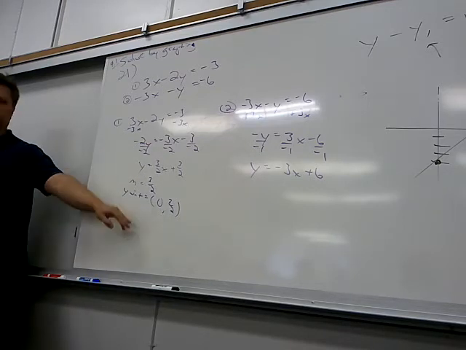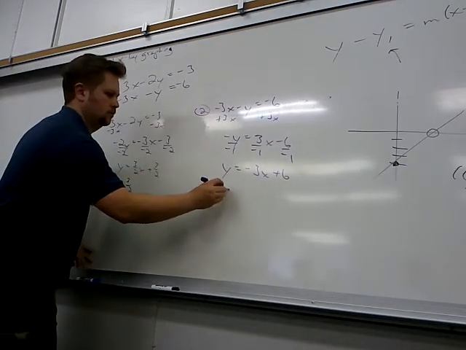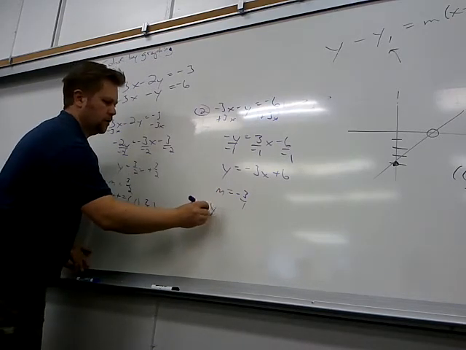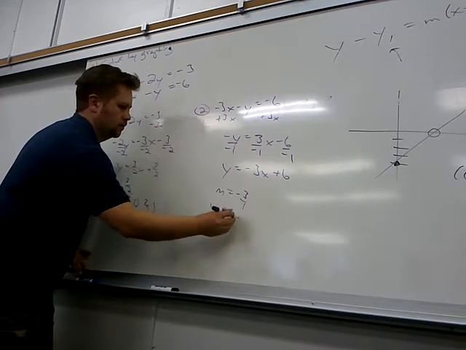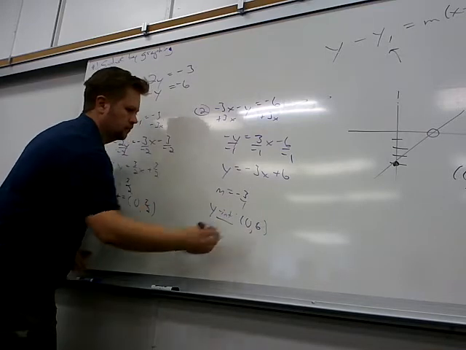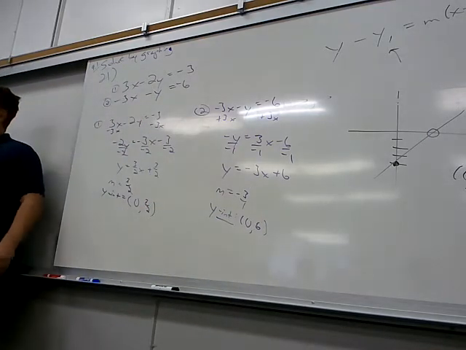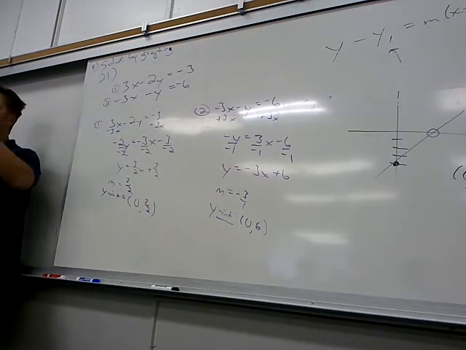What's the slope here? Negative 3/1. And what's the y-intercept? 0, 6/11. Cool. So now you can graph both of them.